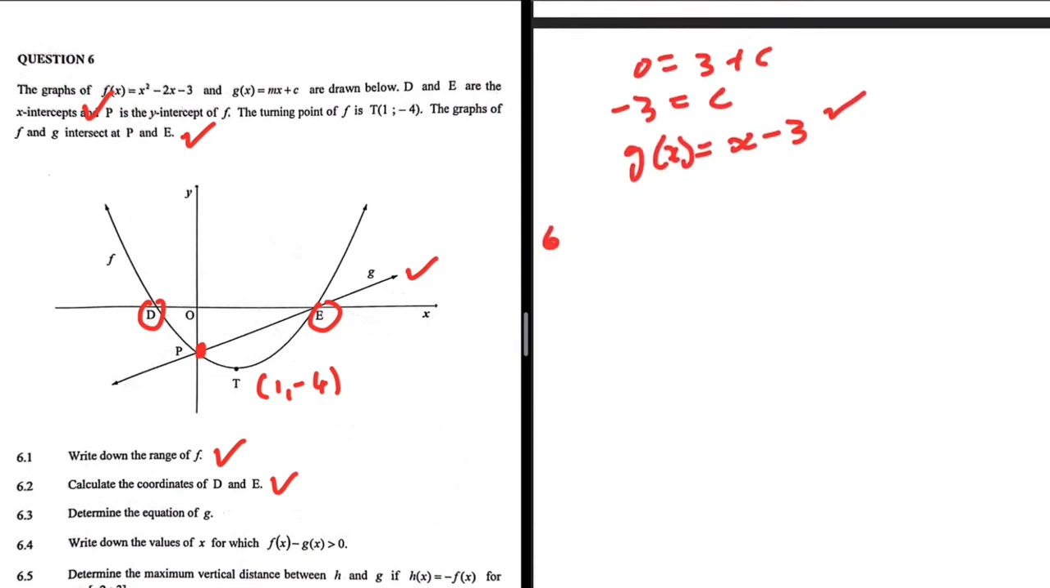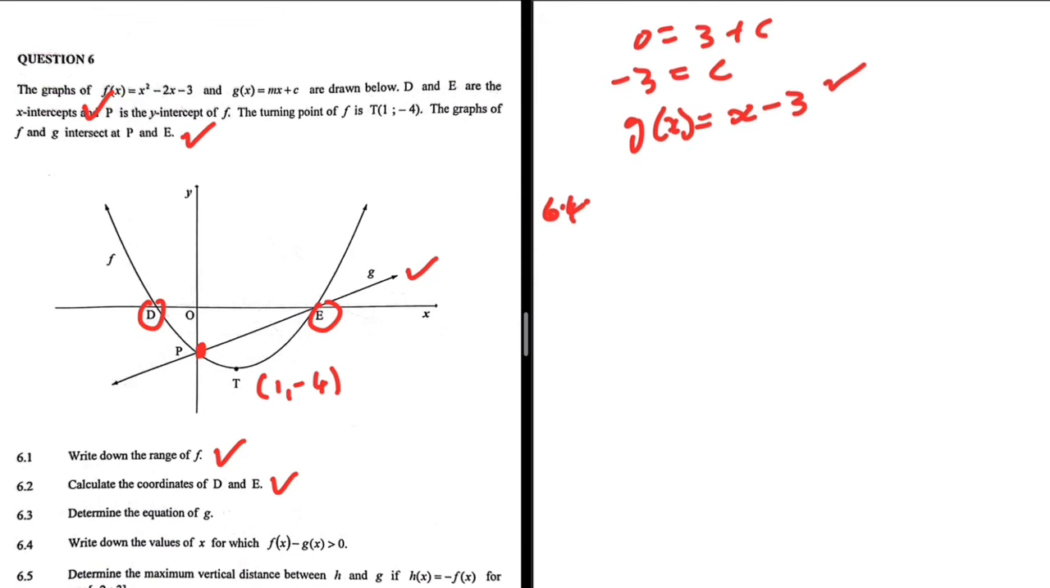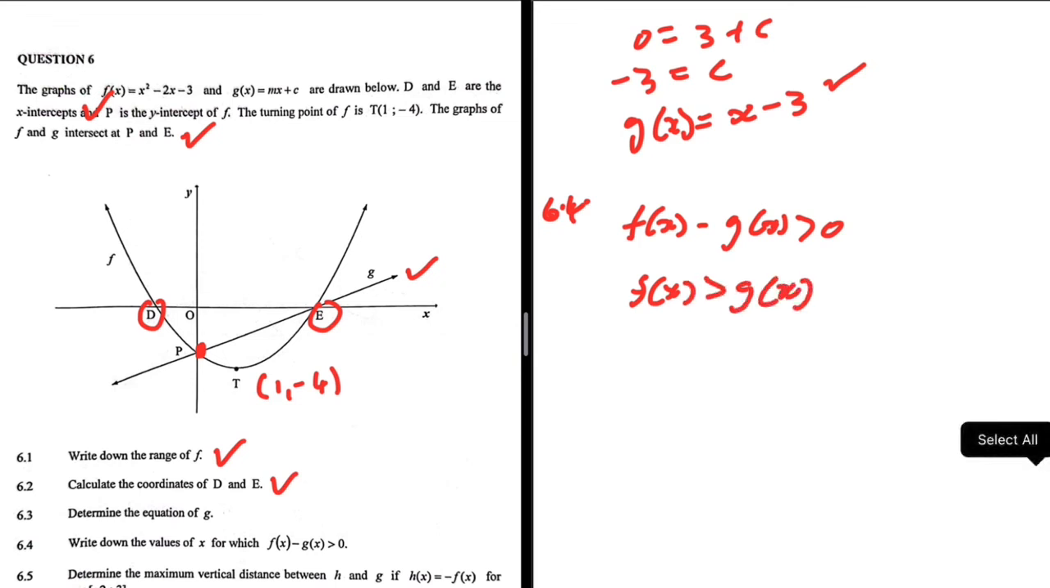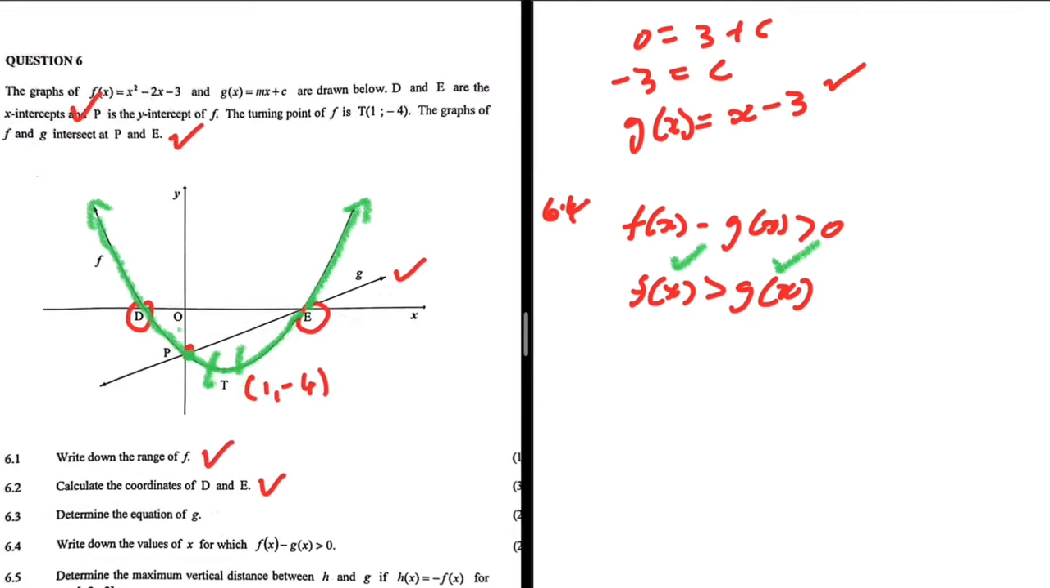Let's take a look at 6.4. Write down the coordinates of x for which f of x minus g of x is greater than 0. You can answer this question as it is, or you can write it as f of x is greater than g of x, just taking g of x to the right hand side. So now we're looking for values of x for which the graph of f of x is above the graph of g of x. From this point up to infinity, f of x is above g of x, and from this point up to negative infinity, f of x is above g of x. F of x is below g of x between p and e, but apart from that, f of x will be above g of x.